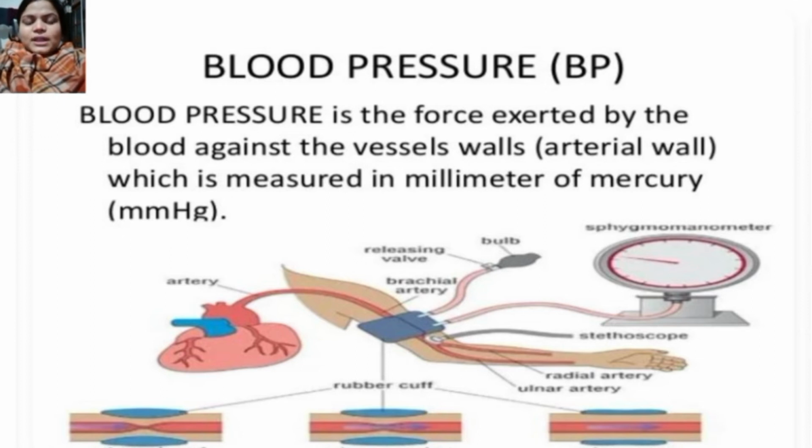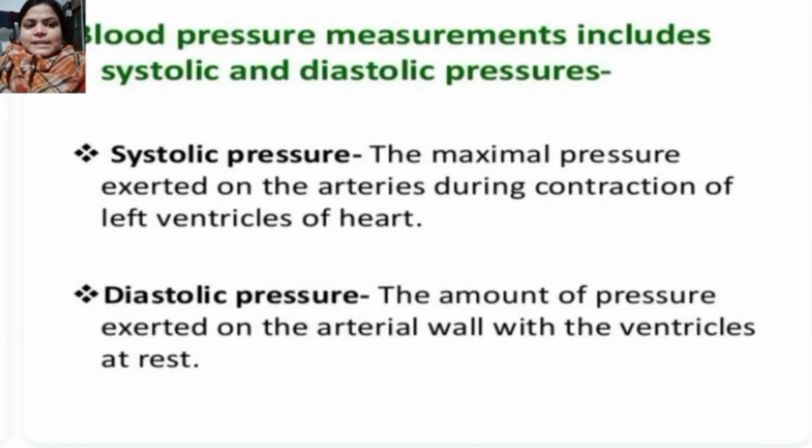Blood pressure. Now we will discuss blood pressure. Blood pressure is the force exerted by the blood against the vessel wall, that is the arterial wall, and is measured in millimeters of mercury. Blood pressure measurement includes systolic and diastolic pressure. Systolic pressure: the maximal pressure exerted on the arteries during contraction of the left ventricle of the heart. Diastolic pressure: the amount of pressure exerted on the arterial wall with the ventricles at rest.